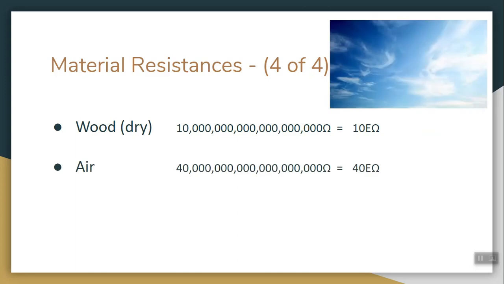Air itself is actually a good insulator. And when you think about it, it makes sense. If you walk past an outlet, a spark's not going to jump out of the outlet and hit you because it would have to go through that amount of air. This is why lightning needs such a high voltage in order to make it all the way down to the ground through all that air. It's about 40 exaohms.